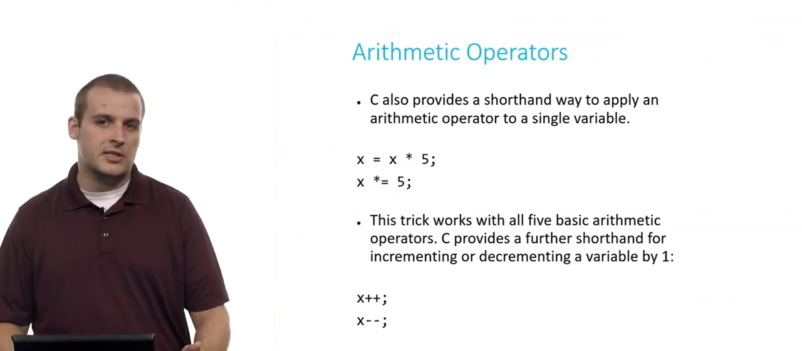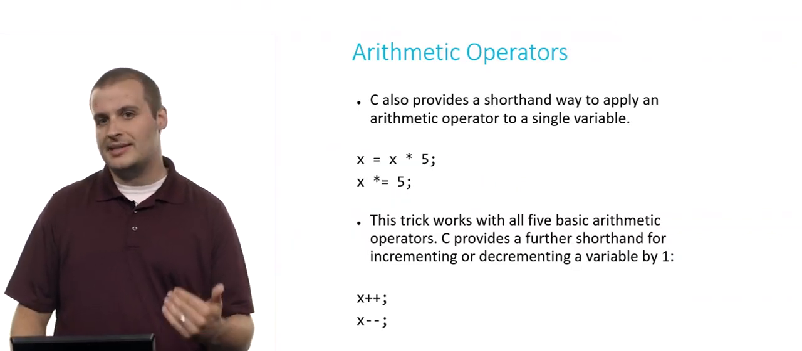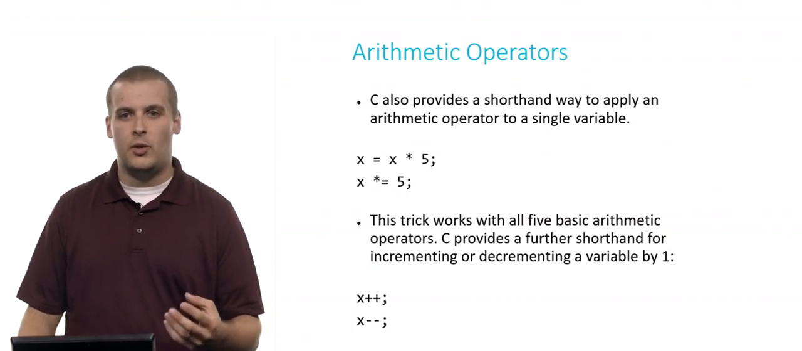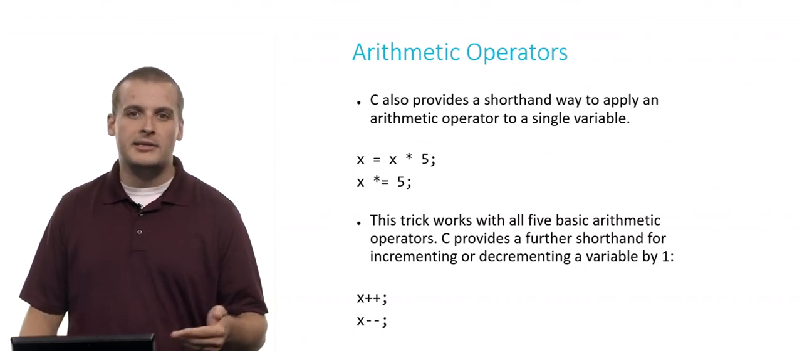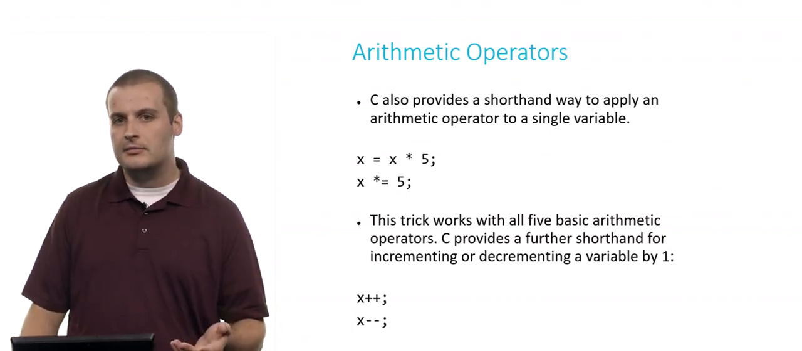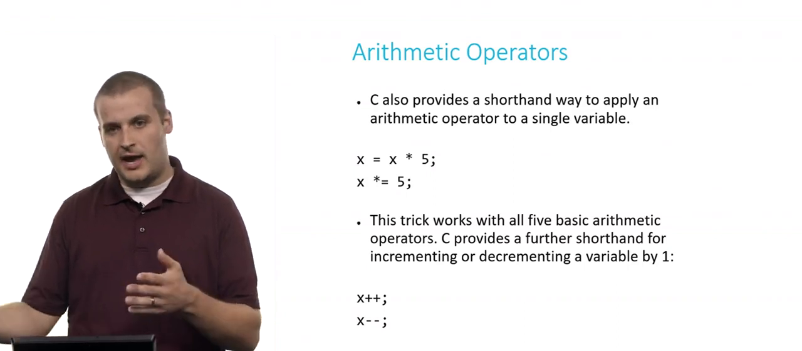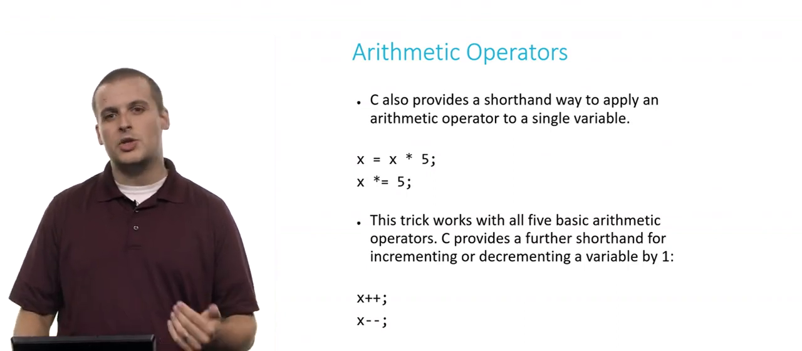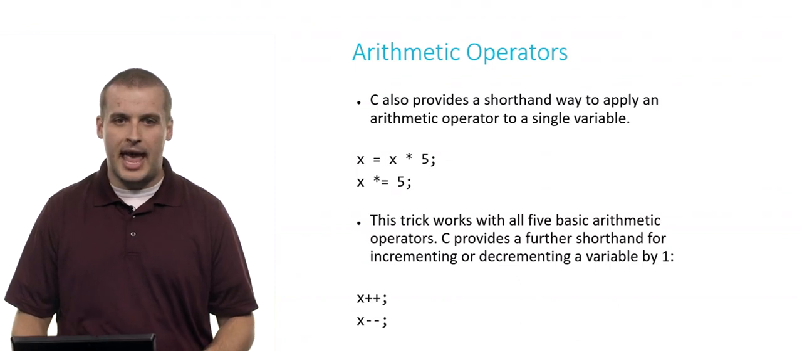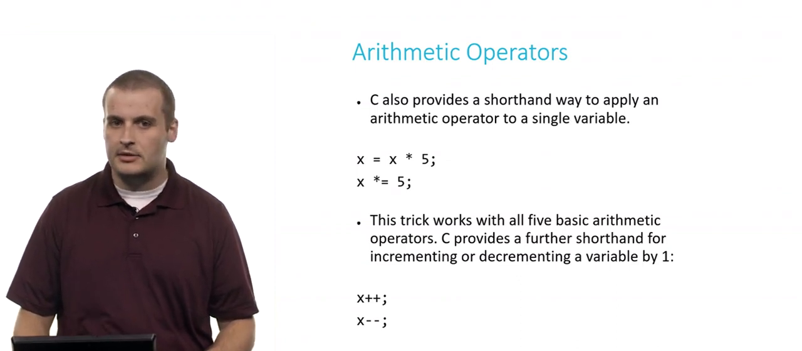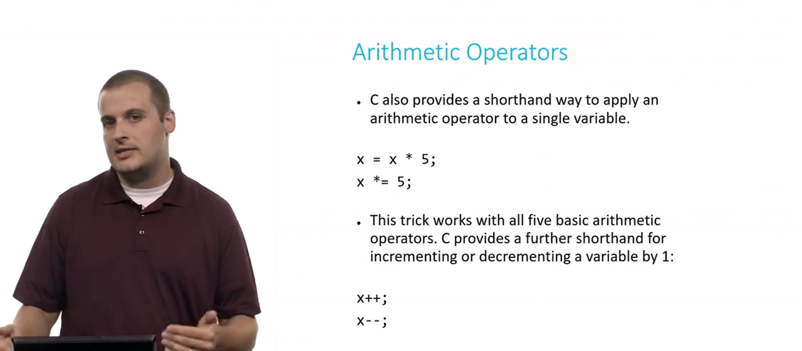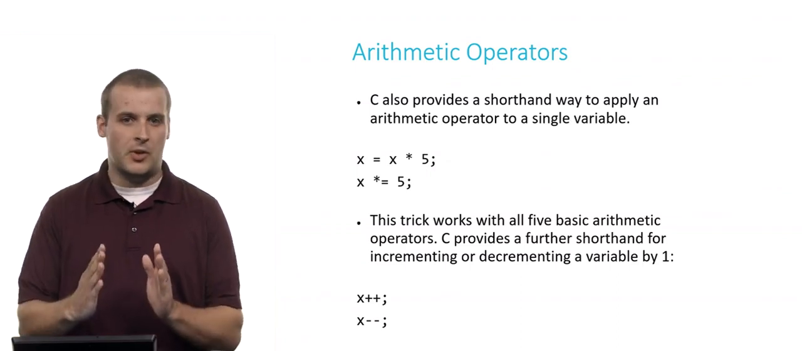So C also gives us a way to apply an arithmetic operator to a single variable in a little more shorthand way. So on the previous slide, we saw x equals x times 5. That worked. x times 5 then gets stored back in x. There's a shorter way to do it, though, and this is the syntax x times equals 5. It's the same exact thing as saying x equals x times 5. It's just a slightly shorter way to do it.